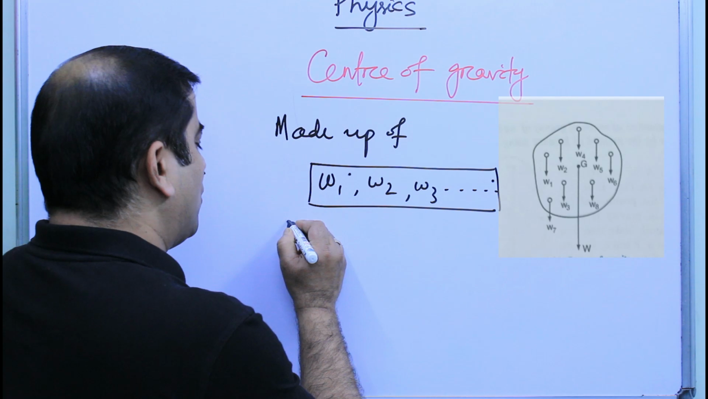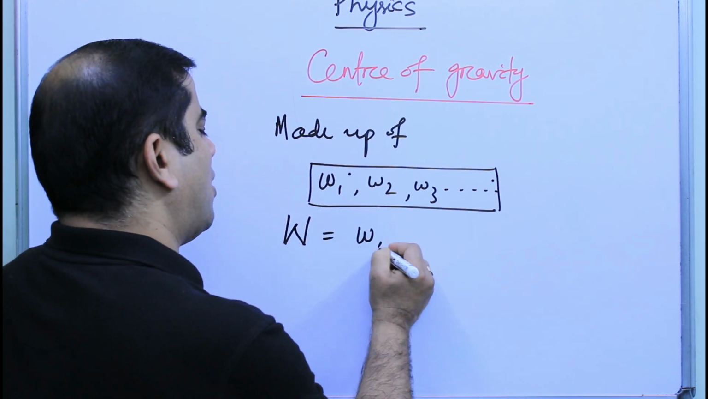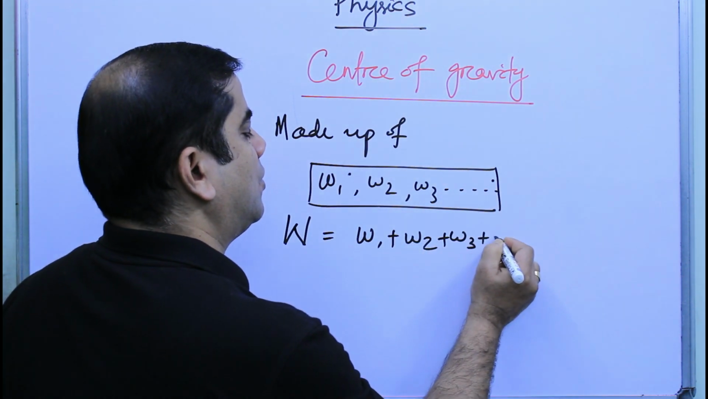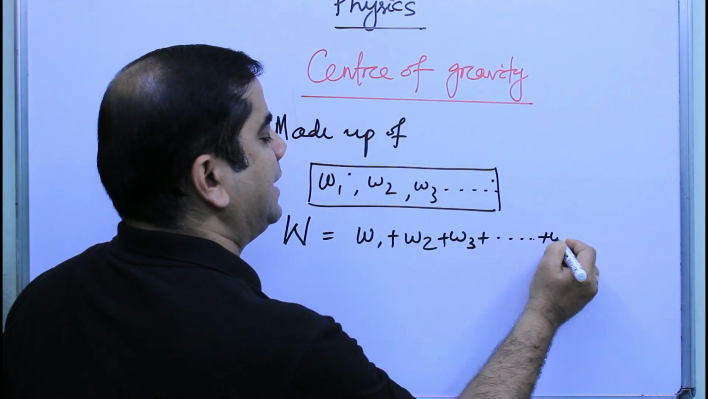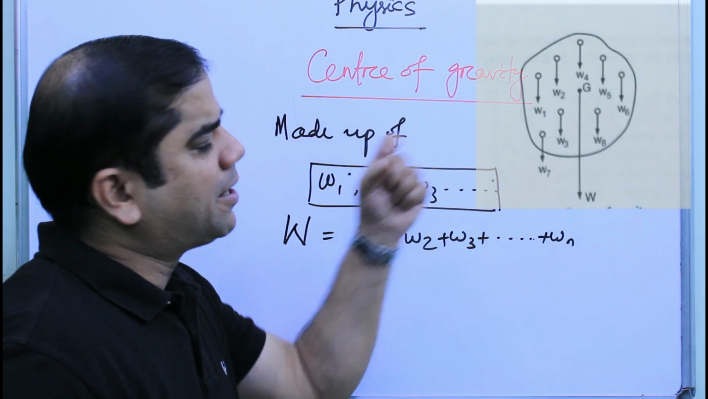So the weight would be the sum of weights at different points, isn't it? So what about center of gravity?